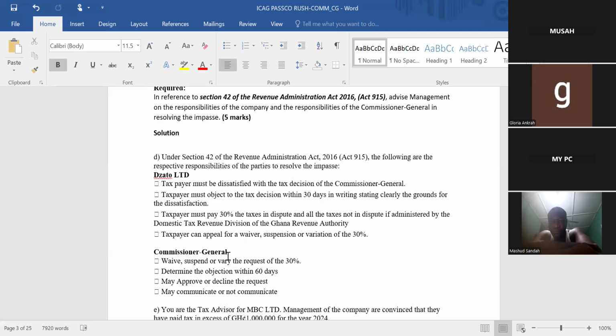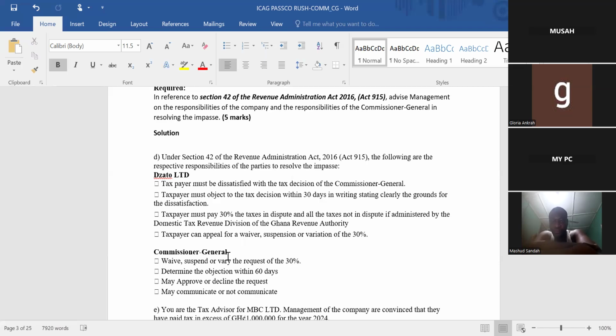You cannot just walk to the Commissioner General's office and say, "I object to this." No, no. It must be in writing first, and you must state clearly the grounds for your objection. If your objection is ambiguous, the Commissioner General can refuse to look at it. Because the law is clear, the law has given you how to go about it. Now, the law says that if you object, listen, these are the conditions. If you object to the Commissioner General's decision, of the taxes you are objecting to, you must pay 30%.